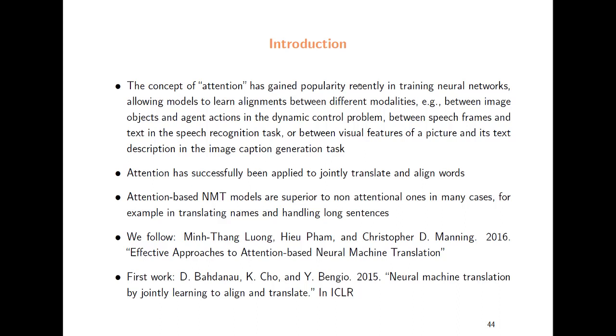And maybe the first paper here is the second one by Bahdanau, Cho, and Bengio. So this is Yoshua Bengio again. Neural Machine Translation by Jointly Learning to Align and Translate. And in our discussion we follow this paper, if you want to read it up, by Chris Manning's team, Effective Approaches to Attention-Based Neural Machine Translation.